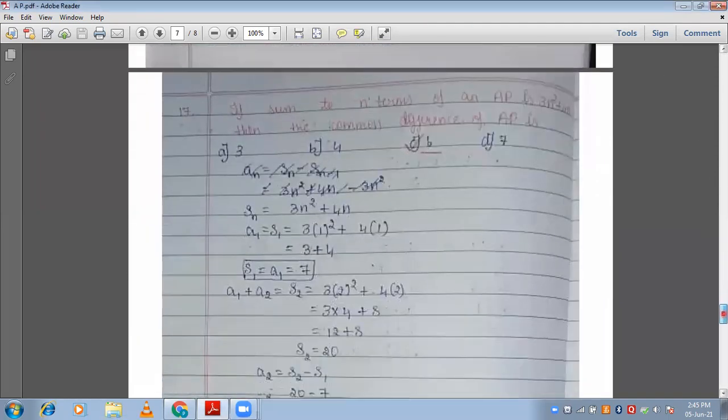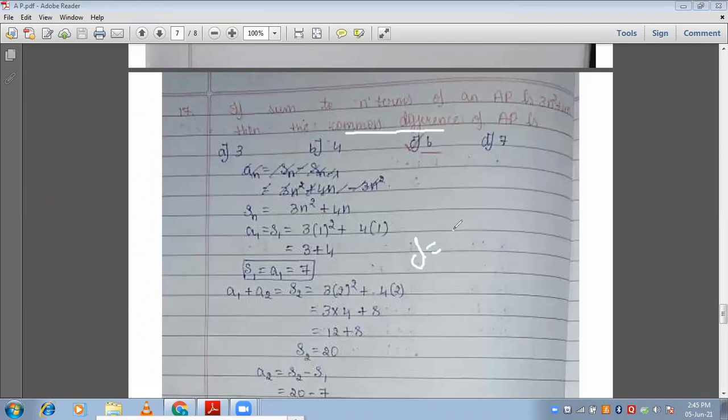17th question. If the sum of the n terms of an AP is 3n square plus 4n, then the common difference of the AP is dash. The given sum of the terms means Sn is equal to 3n square plus 4n. You need to find out the common difference. D is equal to question mark.